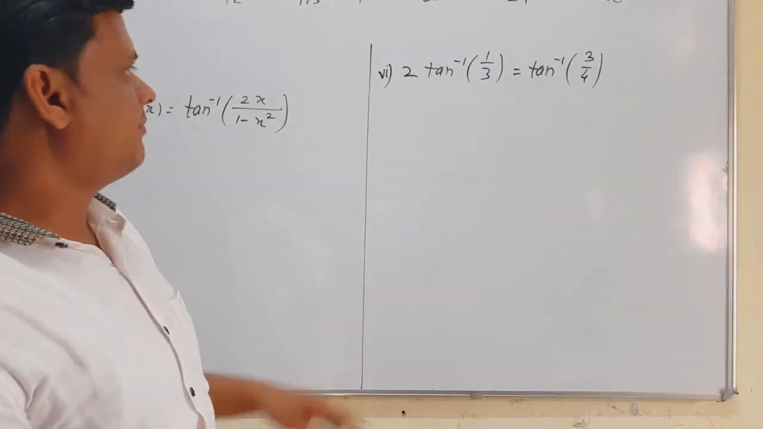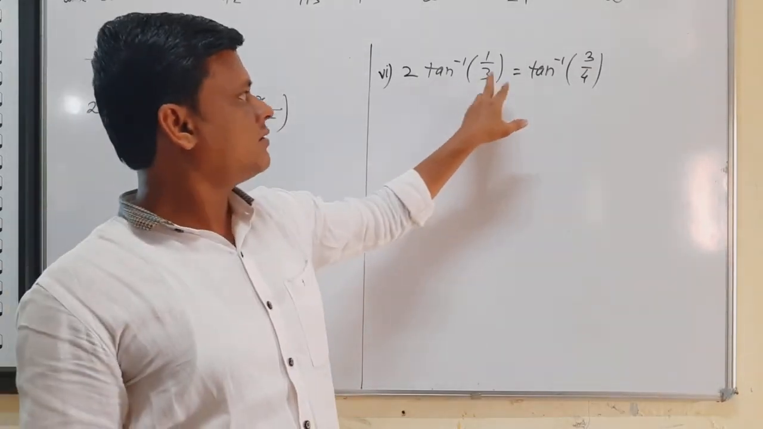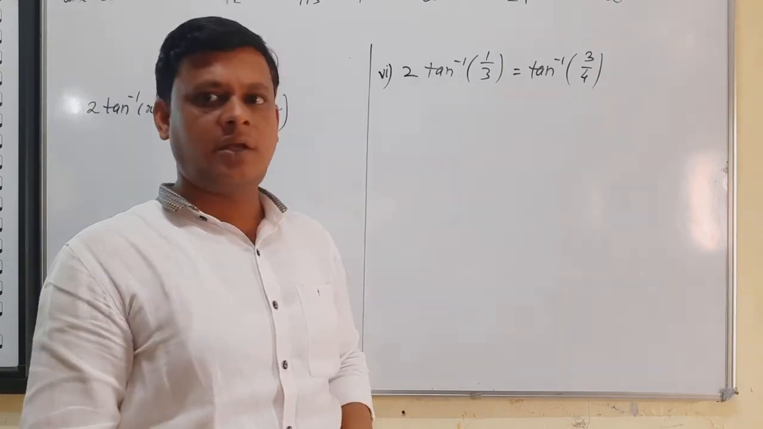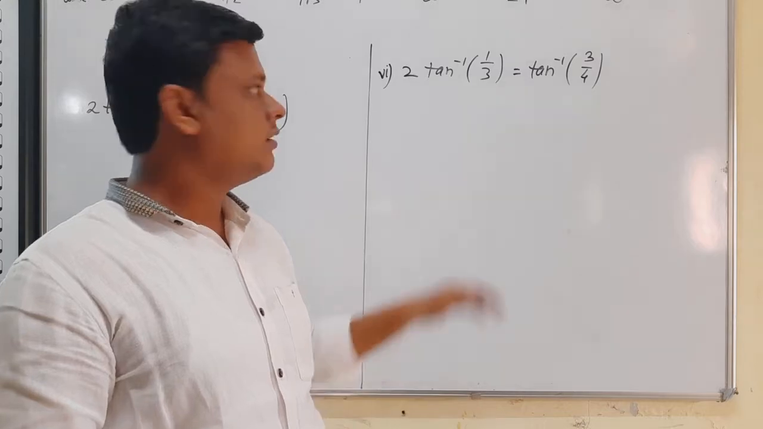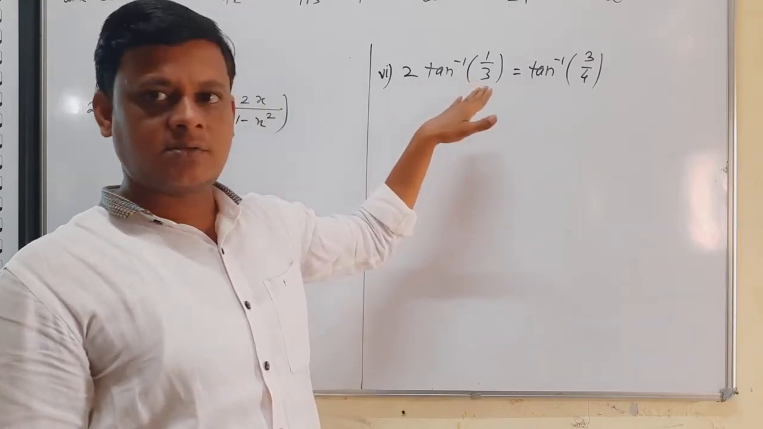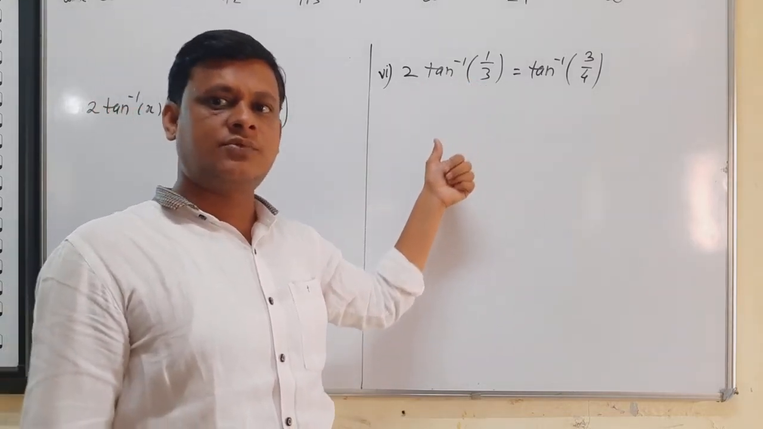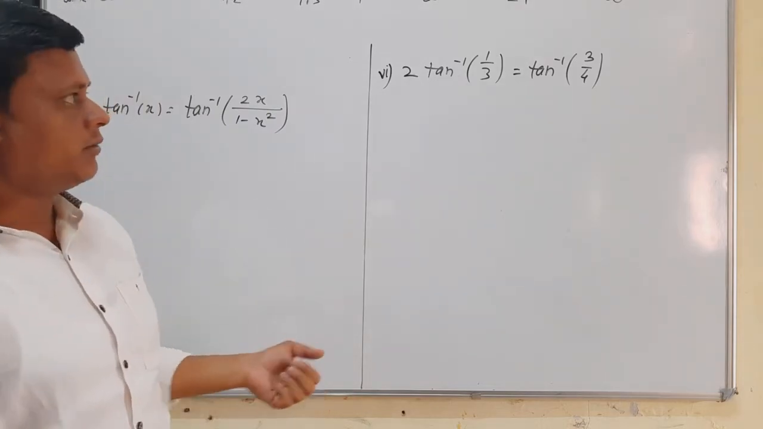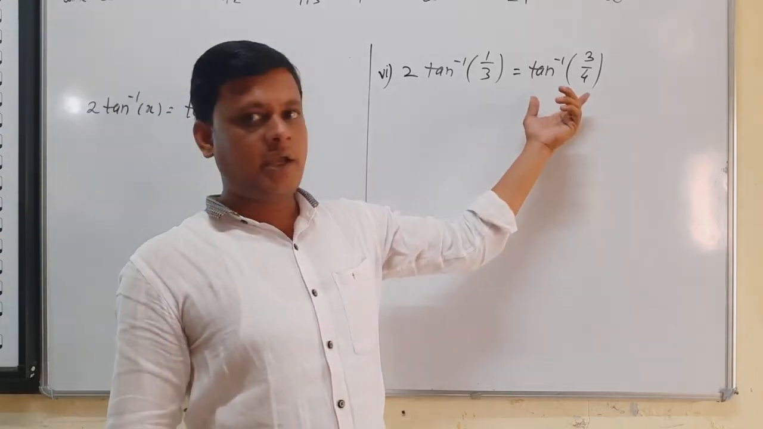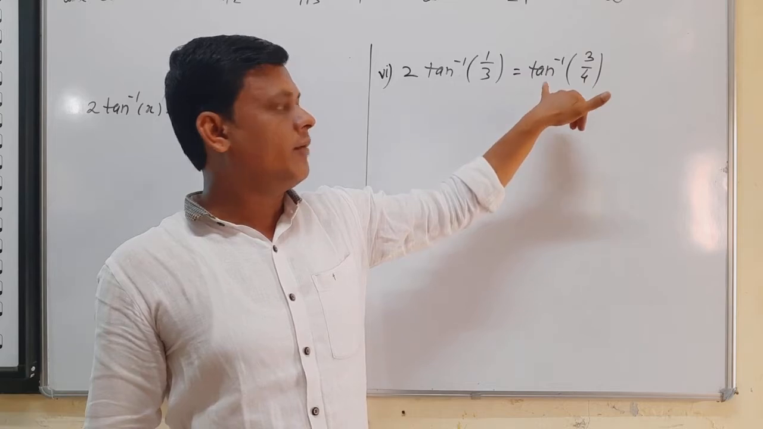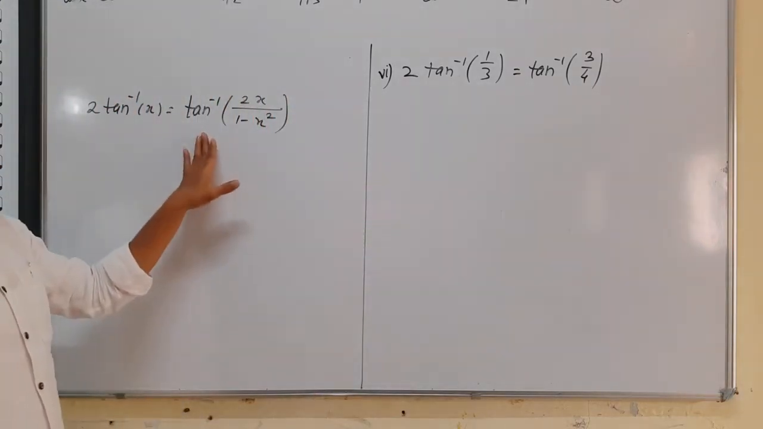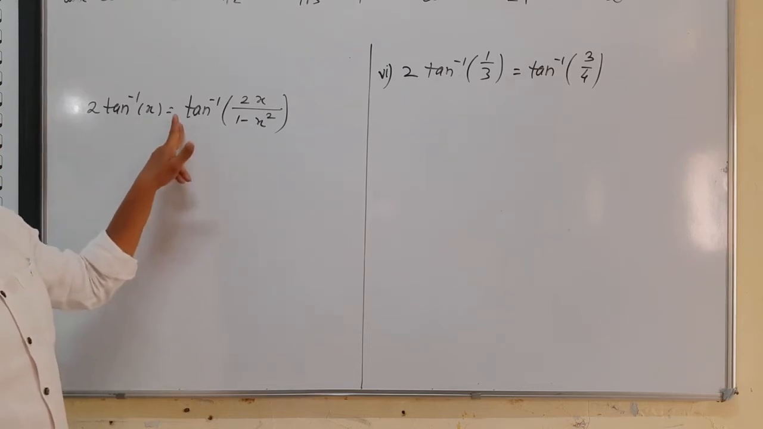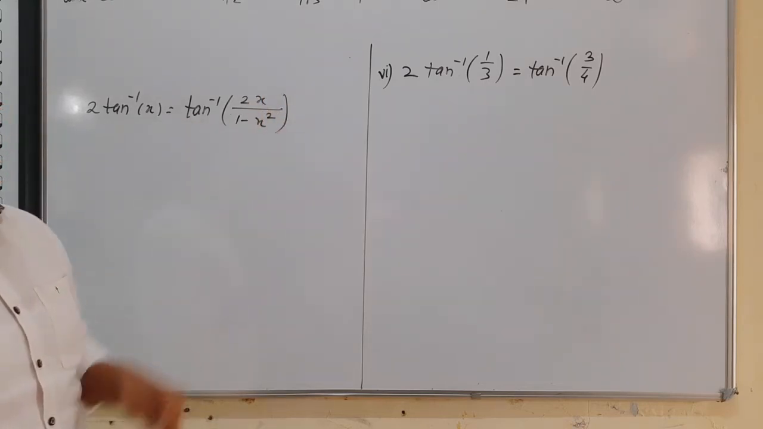Now see the next example. 2 tan inverse 1 by 3 equals tan inverse 3 by 4. We have already seen the properties for 2 tan inverse x in terms of sin inverse, in terms of cos inverse, in terms of tan inverse. In this problem we require RHS in the form of tan inverse. So we remember the property for tan inverse only. 2 tan inverse x equals tan inverse of 2x upon 1 minus x square.